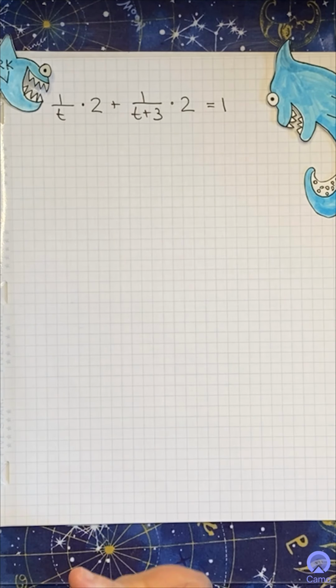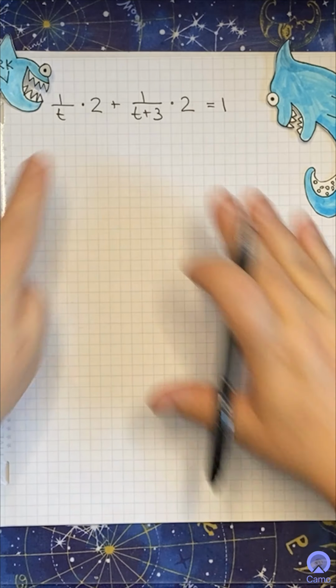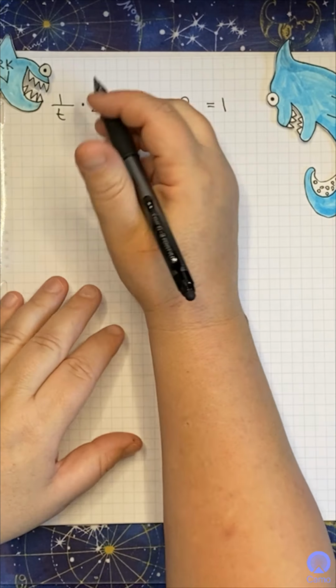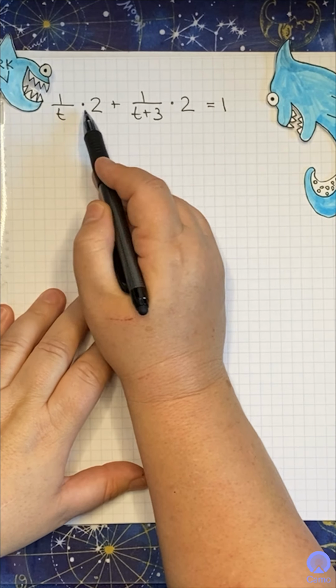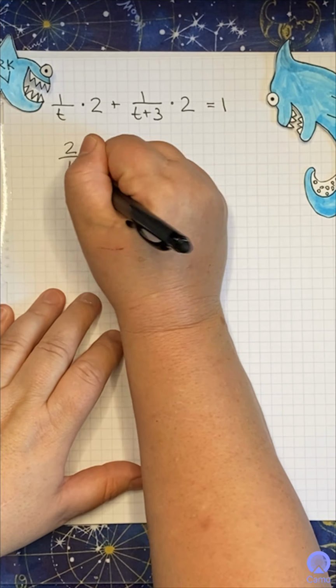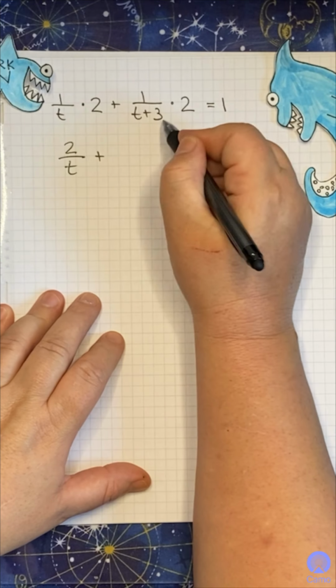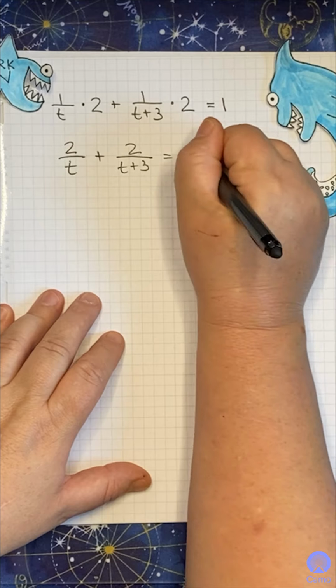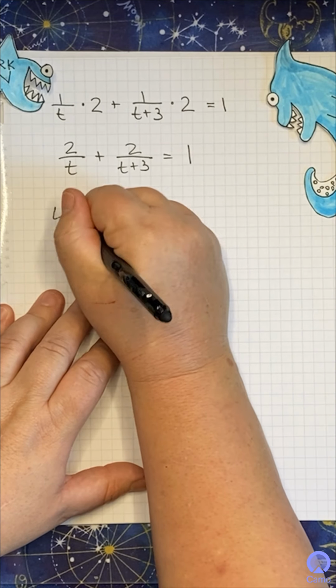Okay, at this point, we no longer have a word problem. We have an equation that involves fractions. So in other words, a rational equation. Okay, so I'm going to rewrite it. 1 over t times 2 is 2 over t. 1 over t plus 3 times 2 is 2 over t plus 3. And the whole thing equals 1, and I need an LCD.